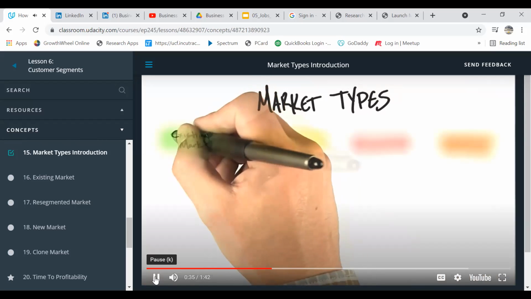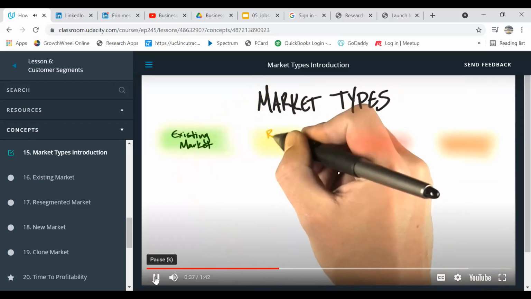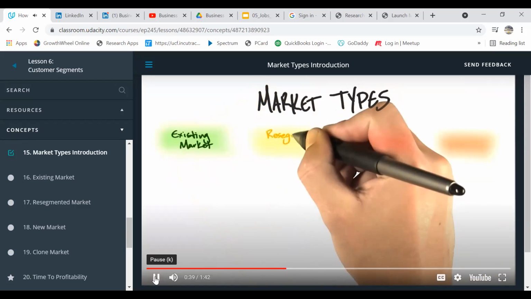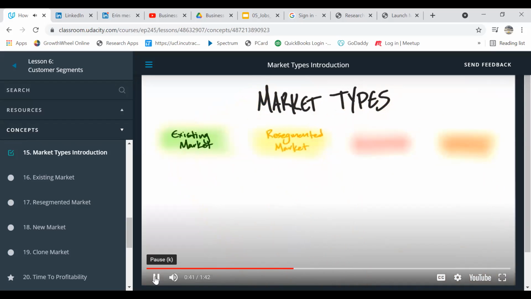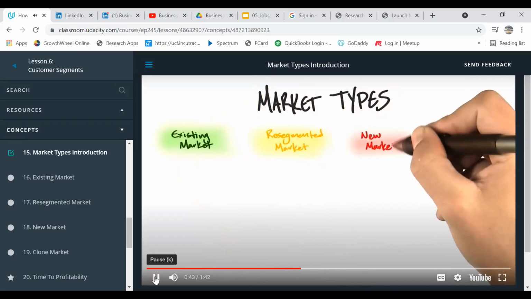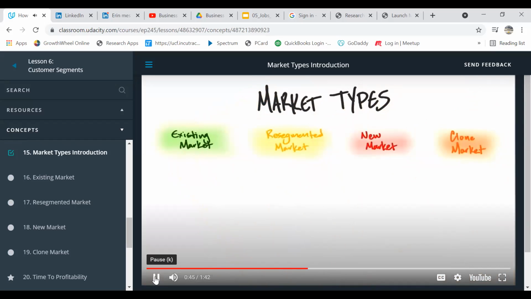One is an existing market. Another is where you take a segment or re-segment an existing market. Another is a new market, and another is a clone market. So let's take a look why this is important, and then we'll give you the definition of each one.